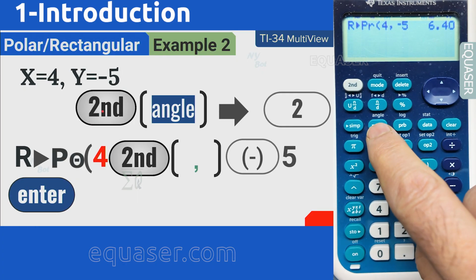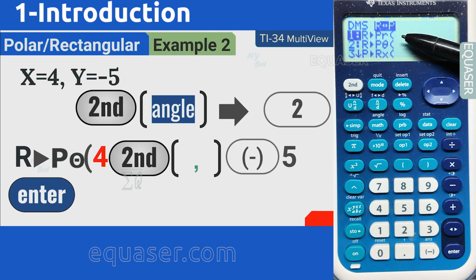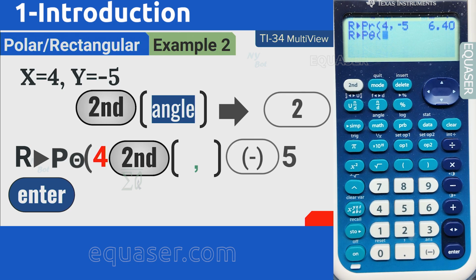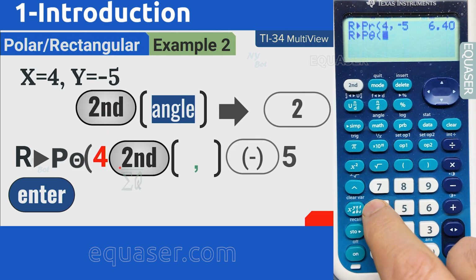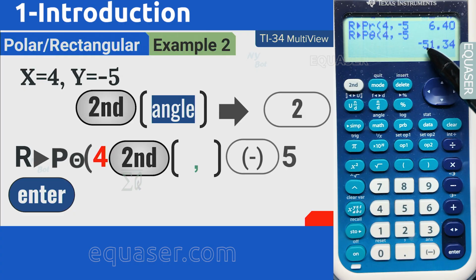Second function angle, go to the right. In this case we want theta, so enter 4 shift comma minus 5, the same as before. Now if I press enter, the result is -51.34 degrees. This depends on the unit that you set here. If this is radian, the result will be radian, so keep that in mind.